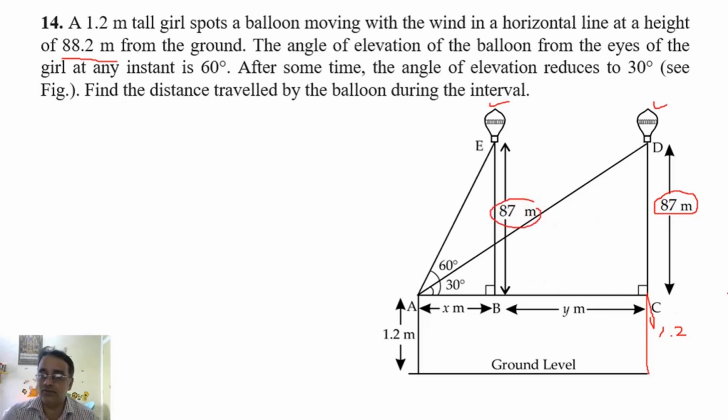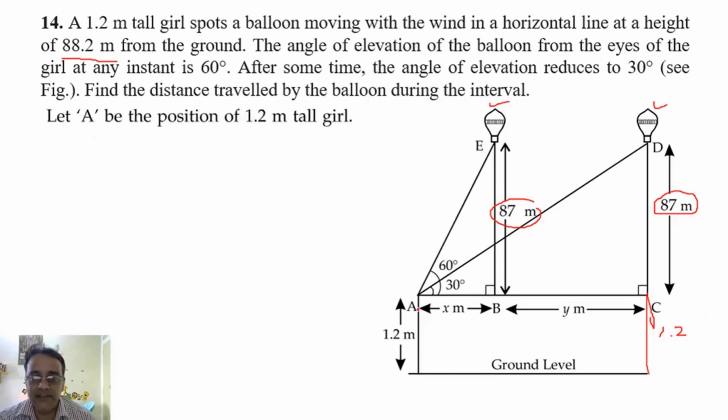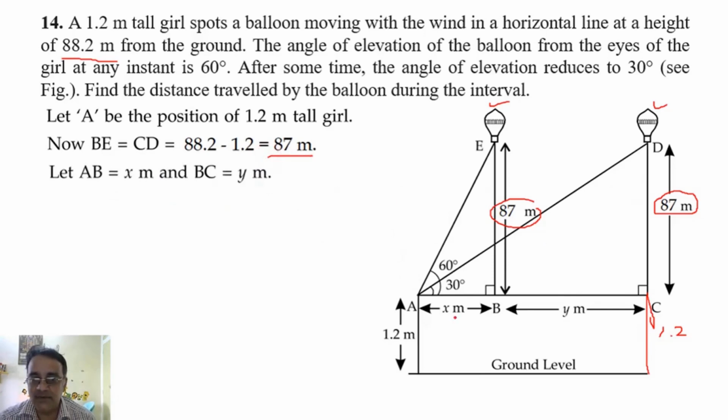Now we are going to take two right triangles. Identify the two right triangles. ADC and AEB, or ADB. Okay, so these two right triangles we are going to take. Now let A be the position of the 1.2 meter tall girl, and now BE is equal to CD is equal to 87 meter, and let AB is equal to x meter and BC is equal to y meter, and angle BAE is equal to 60 degree, angle BAD is equal to 30 degree.